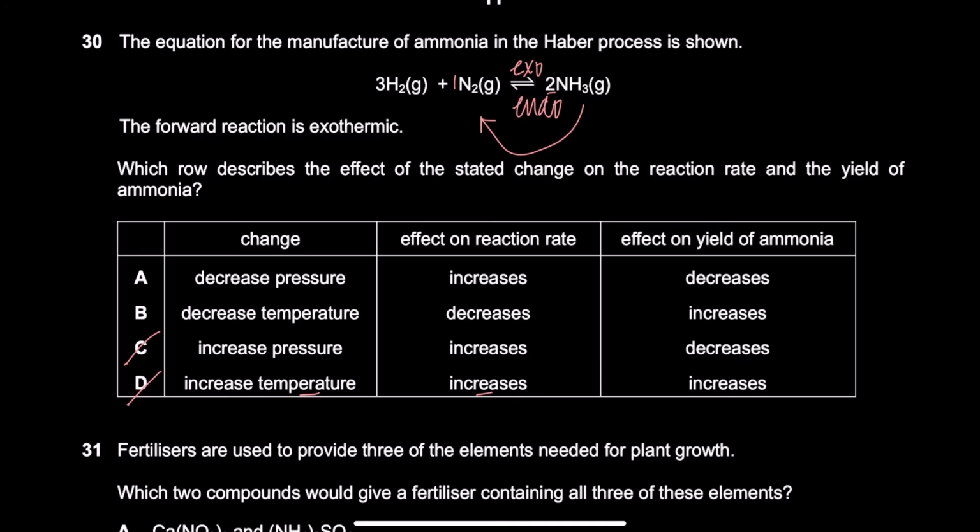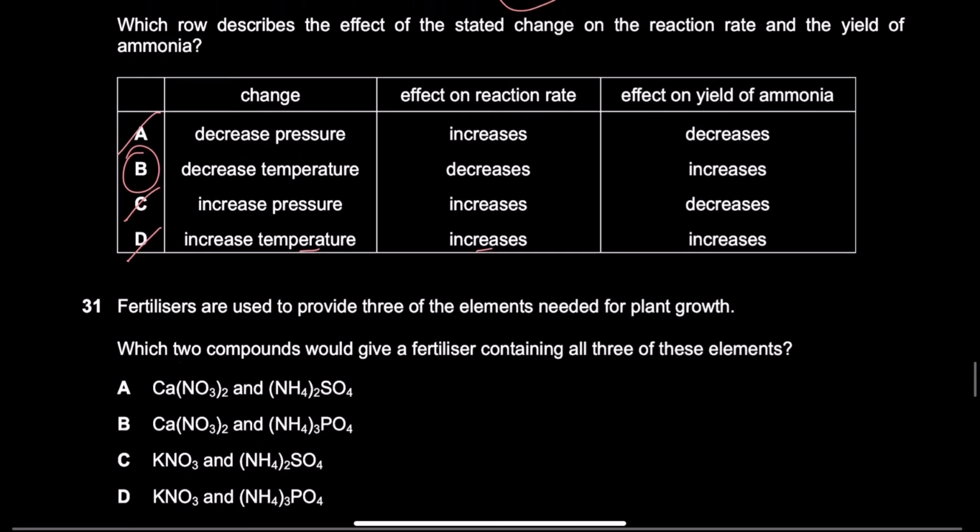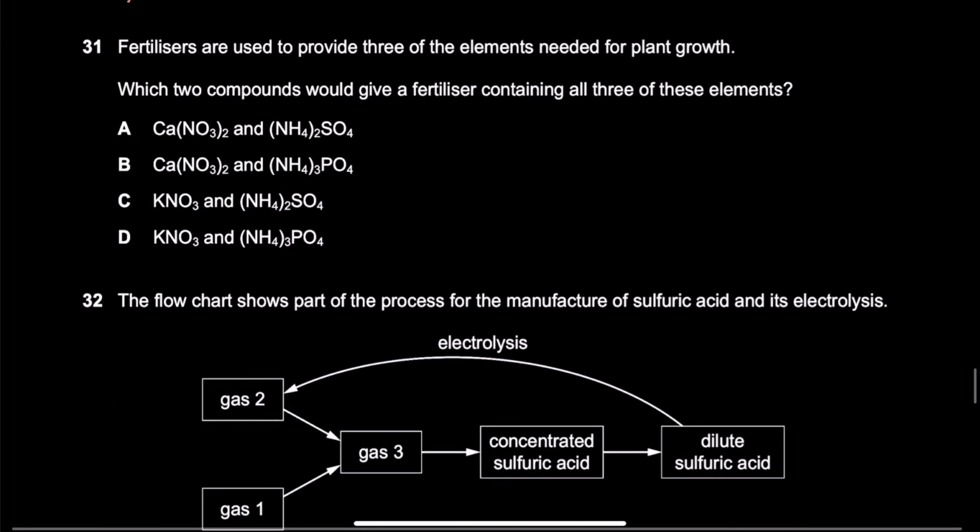Decrease in pressure decreases the rate of reaction, and decrease in pressure favors the exothermic bit, so the yield of ammonia will actually increase. Therefore B is the right option. If you check A out, decrease in pressure will not increase the rate of reaction, it decreases, because you realize there are less collisions, less frequent.